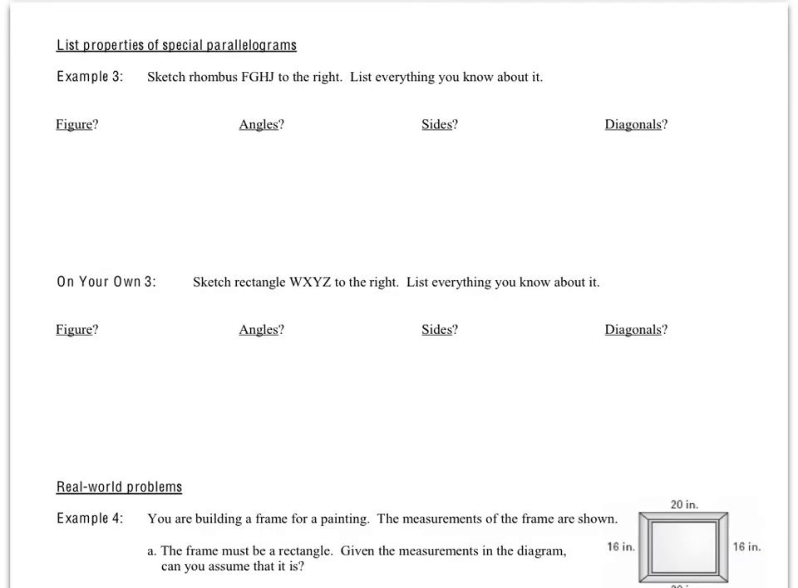And let's look at the last page here. It says list the properties of special parallelograms. Example 3, sketch a rhombus, FGHJ, to the right. Let's sketch a rhombus. Okay, list everything you know about it, and for it to be a rhombus, all these four have to be the same. So this is FGHJ. So I sketched it. So my figure is a rhombus.